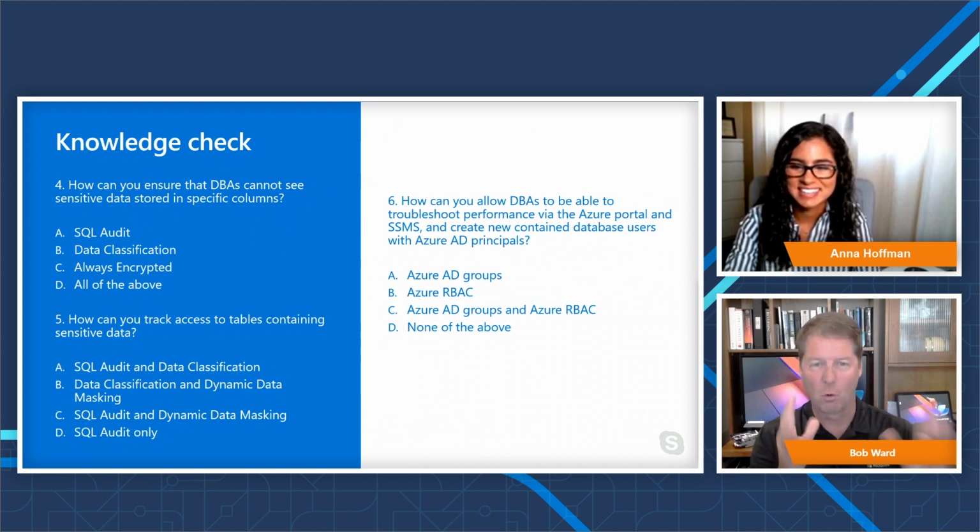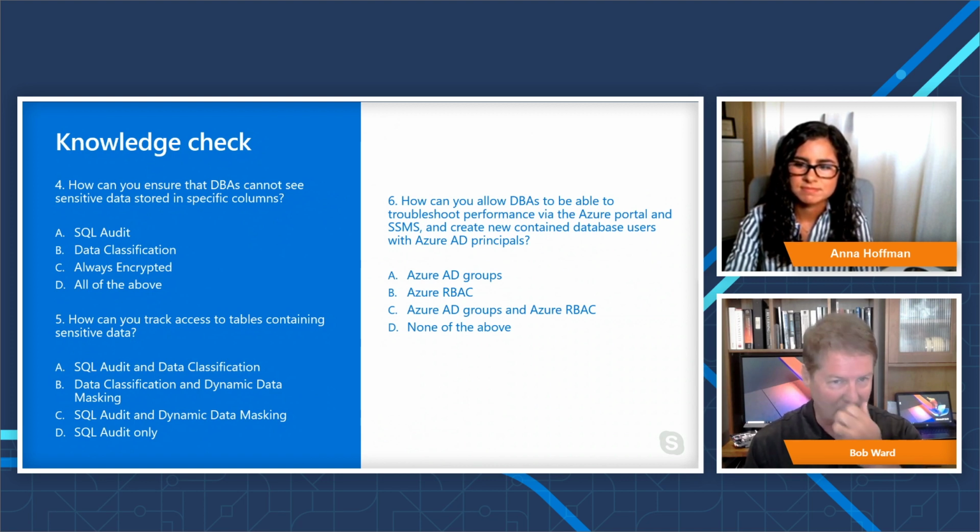Let's go back to 4 first, okay? How can you ensure that DBAs cannot see sensitive data stored in specific columns? So, first of all, data classification is something that you could actually look at, right? About sensitivity. Remember, it was all about sensitivity. So, to me, Always Encrypted is available as well to make sure somebody can't look at data, whether it's sensitive or not. It's an encryption scheme, right? So if that's the case, it can't be D.